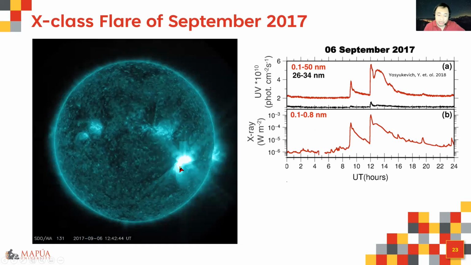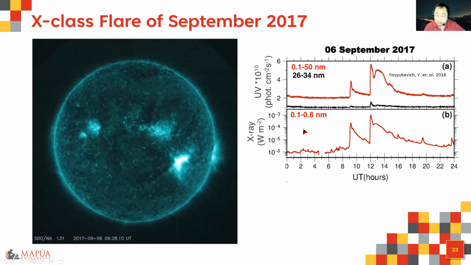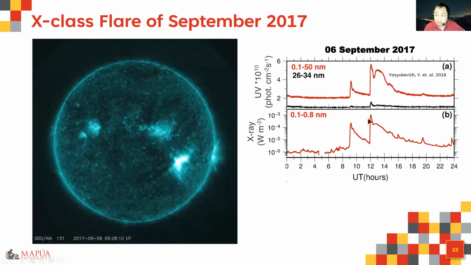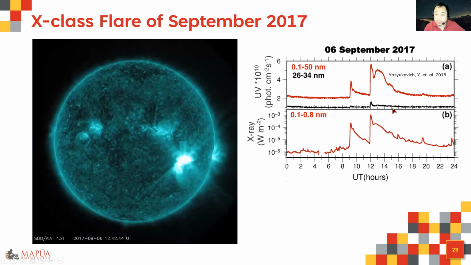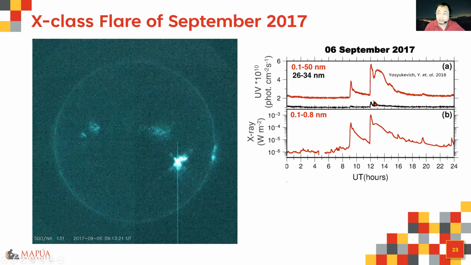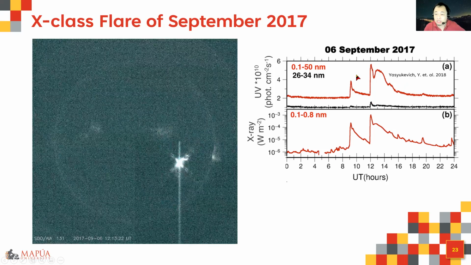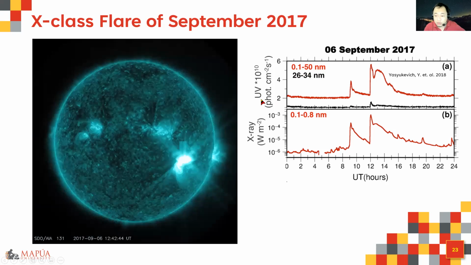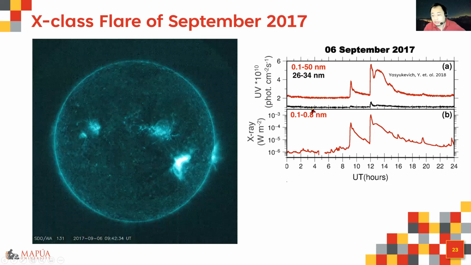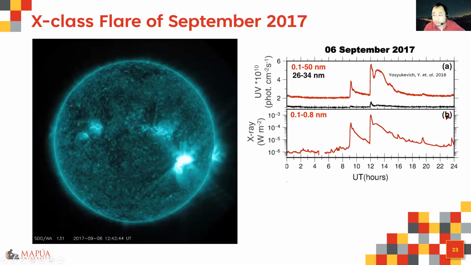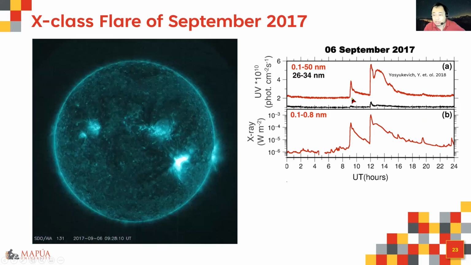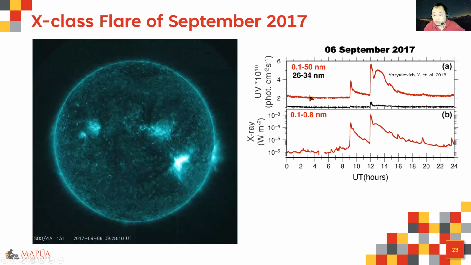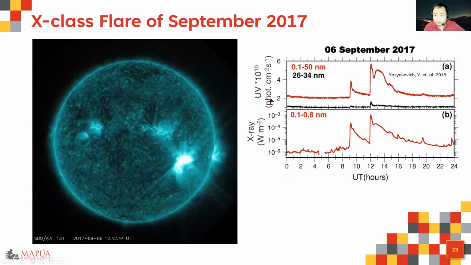During a solar flare, not only is X-ray emitted in large quantities, at the same time UV radiation is also emitted in large quantities, both in the short wavelength and in the long wavelength part of the UV radiation. The black part is the 2634 nanometer, and then the green and the red one is the 0.1 to 50 nanometer wavelength range.